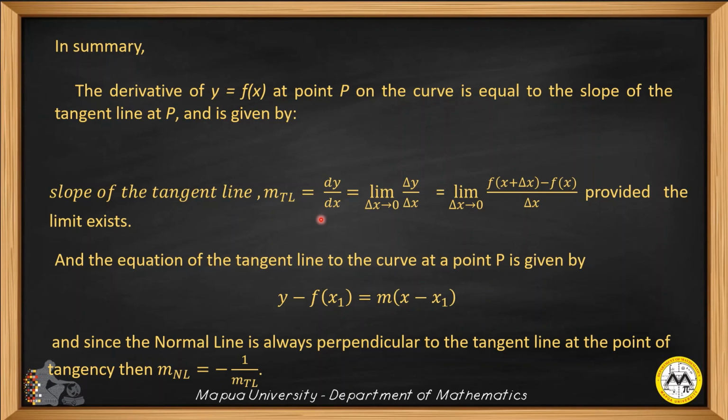point P. And since the normal line is always perpendicular to the tangent line at the point of tangency, then the slope of the normal line would equal the negative reciprocal of the slope of the tangent line.